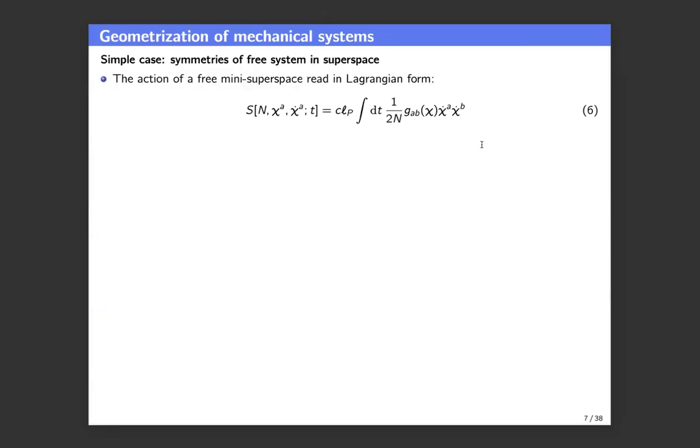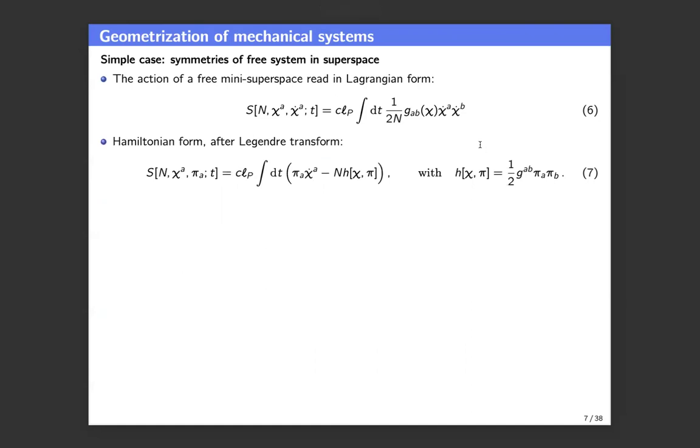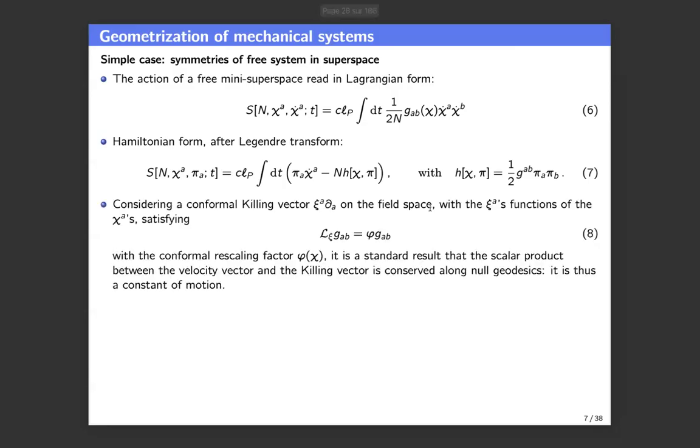Okay, we start from this action that we can rewrite in the Hamiltonian form like this, where P is the momenta for chi. And then what we want to consider is basically all the conformal Killing vectors of the supermetric, which satisfy this equation. And in this case, we know that this will be a symmetry for any null geodesic on this metric, that will provide some conserved charge.